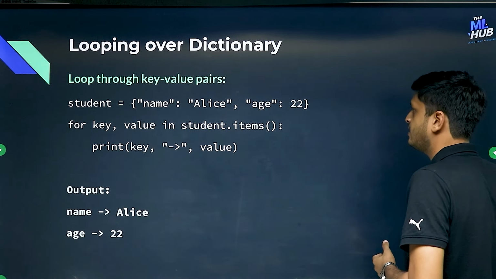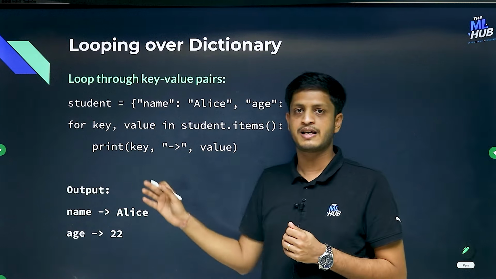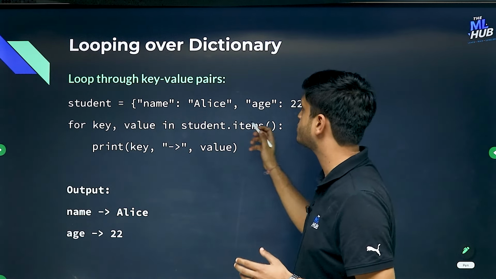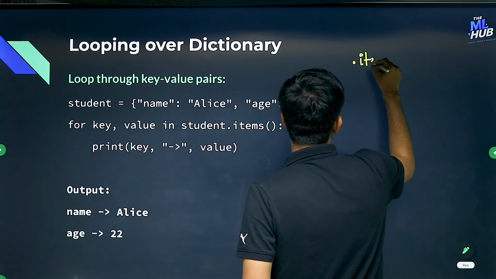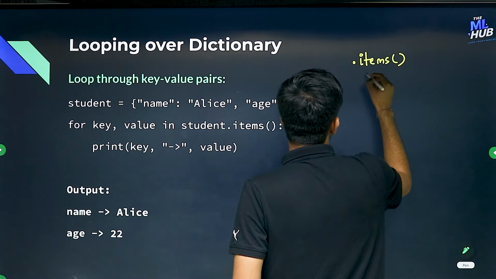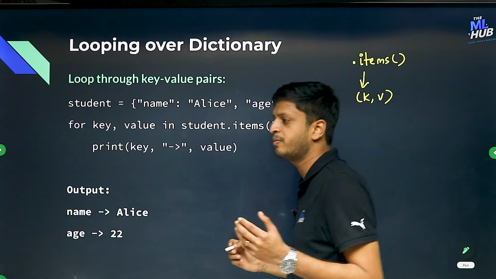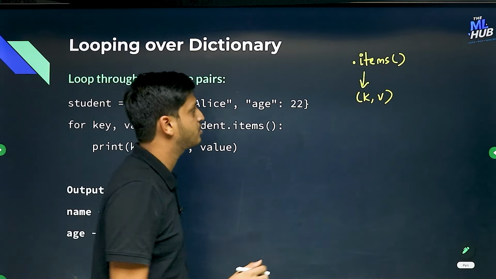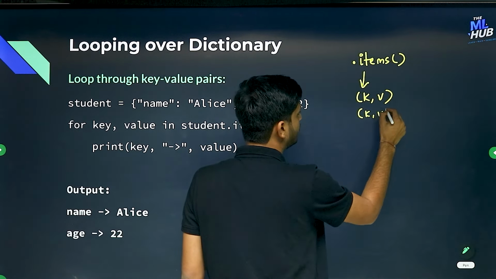And now lastly, if you want to loop through the key value pairs, which means key and value both in the same loop, then you can use the dot items function. This is the most important function. The most commonly used function is dot items because it takes care of everything. This will give you key value pairs, just like the enumerate function. Enumerate function gives us index and value both. So the items function also does the same. It gives you an iterable over key value like that.